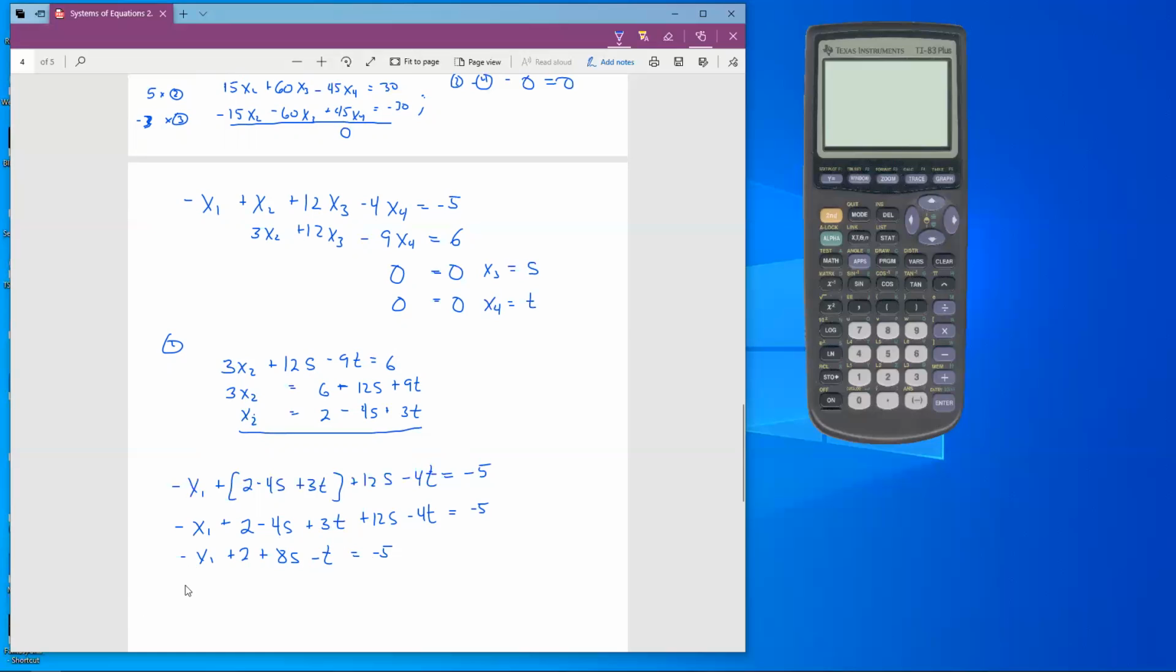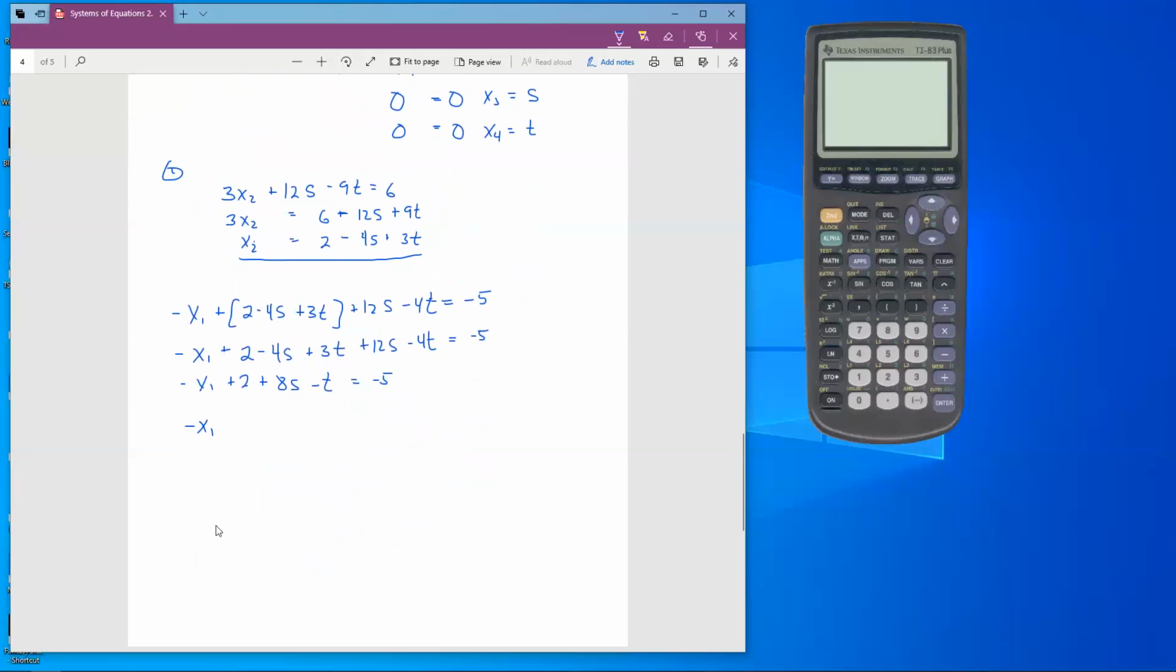So let's go ahead and put things on the other side. So we have negative x1. Let's go ahead and go down. Now I have some room here. We have negative x1 is equal to, if I subtract 2 from both sides here, right, we have negative 7 minus 8s plus t, right? We're going to subtract 8s, we're going to add t. And now we're going to multiply everybody by negative 1, and we get x1 is equal to 7 plus 8s minus t. All right, so my solution set here, x1 equals 7 plus 8s minus t.